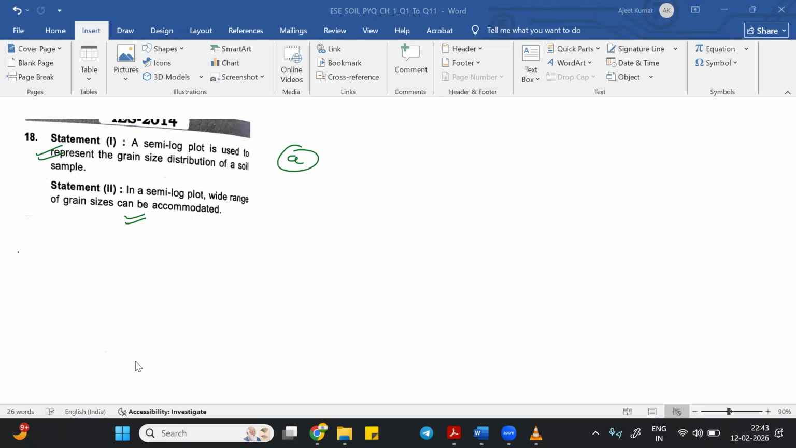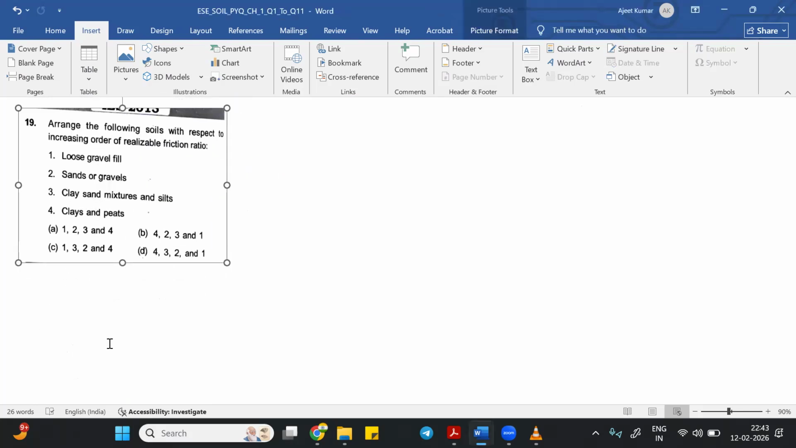Now we will move to question number 19. Let me clear first. Okay, question number 19. Arrange the following soils with respect to increasing order of friction ratio. Okay, so friction is present in case of sand, and the friction is very less in clay as compared to sand. So for clay and peat, the friction will be very less.